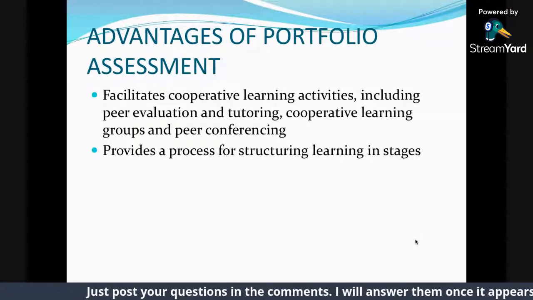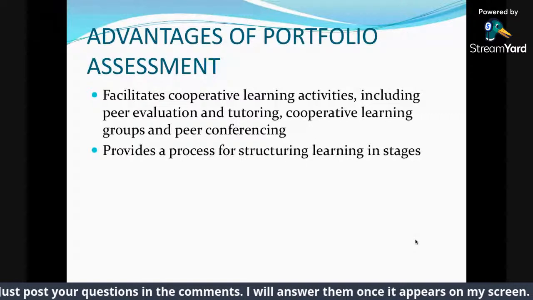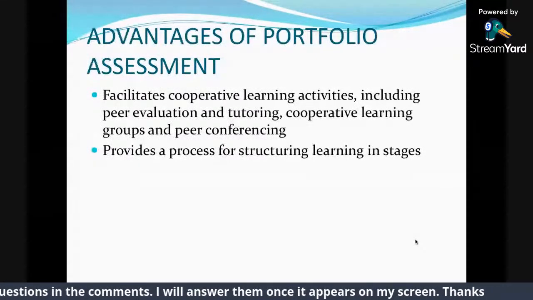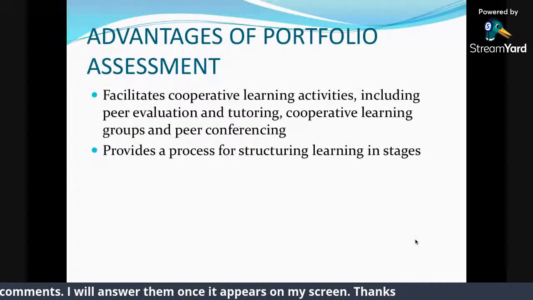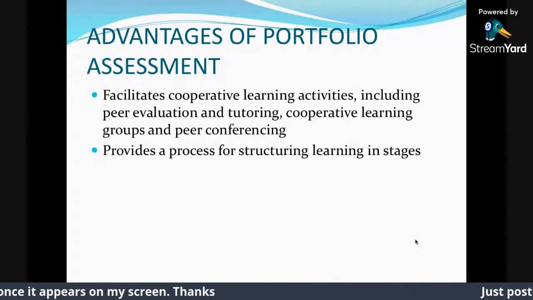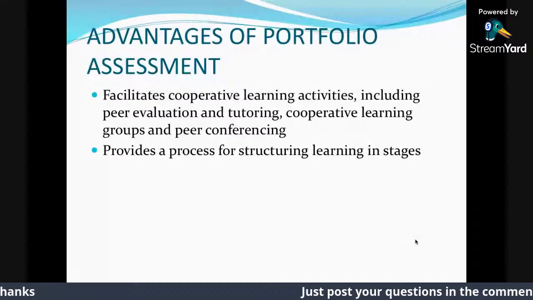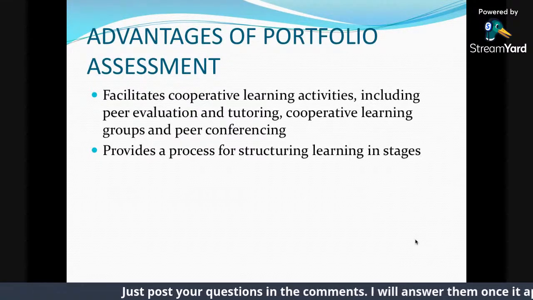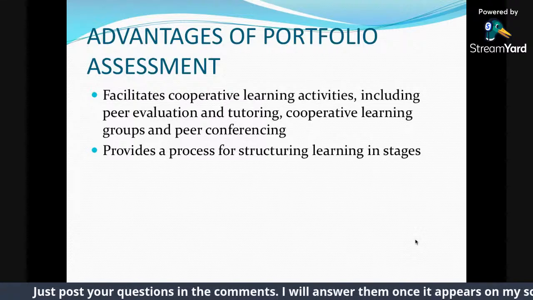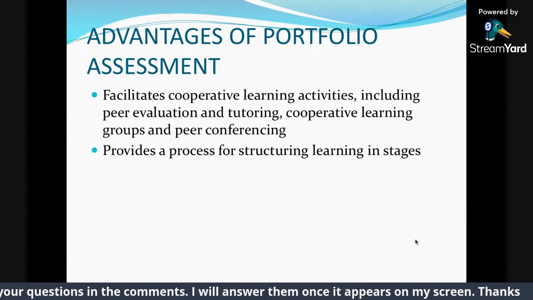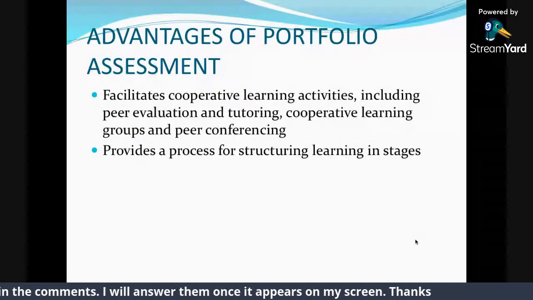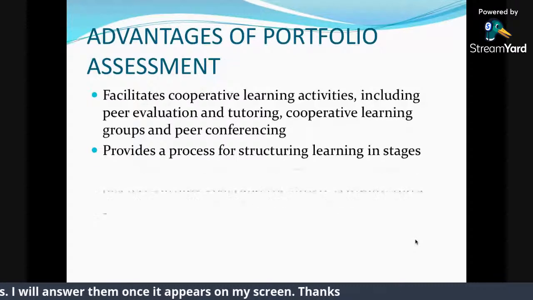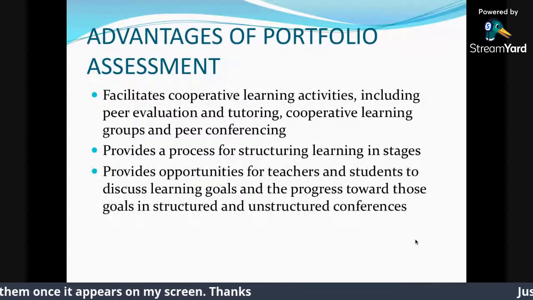Provides a process for structuring learning in stages. Yes, because you are going to collect your outputs through time. So medyo matagal. Actually, yung inyong field study guide, it requires 1 SEM to accomplish yung inyong field study portfolio. Okay? So yun. It comes in stages.